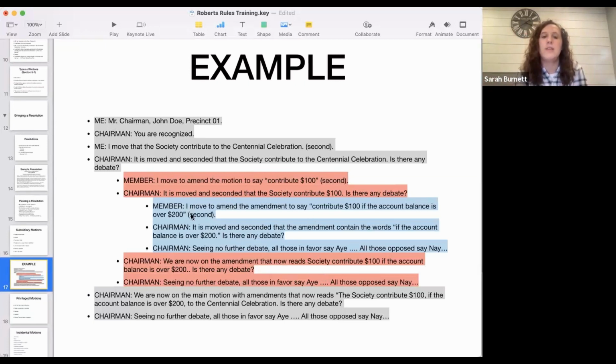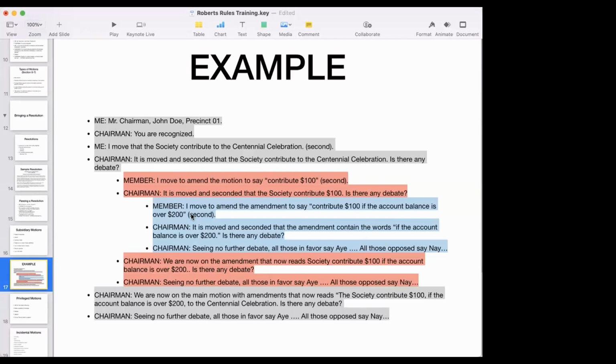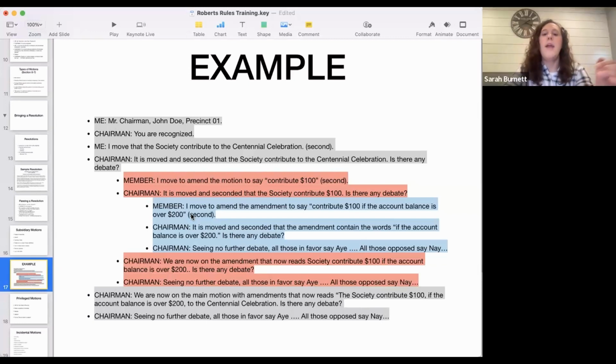And so in the blue, you'll see this amendment to the amendment. This one says, I move to amend the amendment to say, if the account balance is over $200. And so now you're going to vote on if the account balance is over $200 first. So now we've got to back ourselves out of this train that we created, right? So we vote on the $200, and that passes. Now we're voting on the amendment: contribute $100 if the account balance is over $200. We're going to vote on that. That passes. So now we've got the amendment and the amendment to the amendment passed.